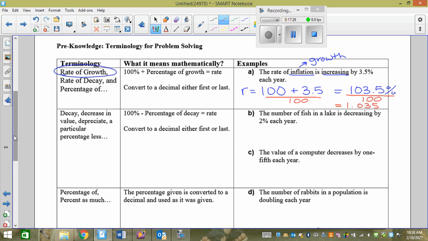Totally good. So, if it's growth, we take 100 plus the growth rate, correct? If it's decay, what do you suppose we might do?